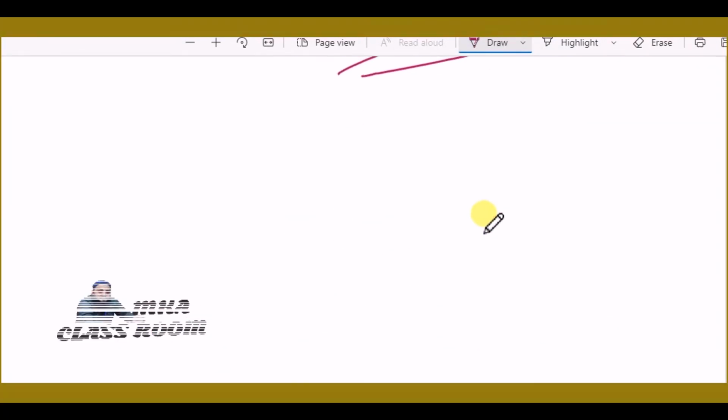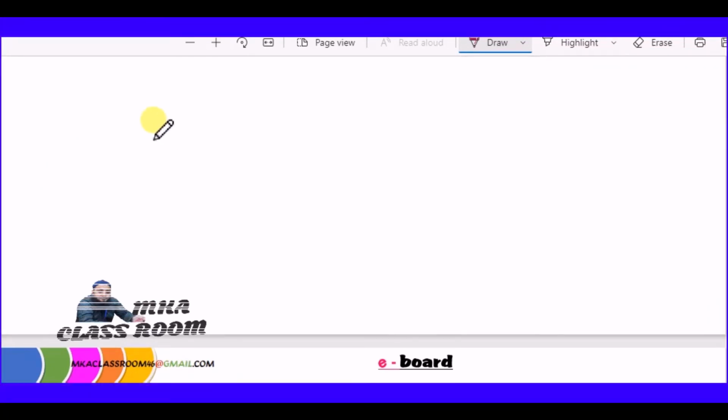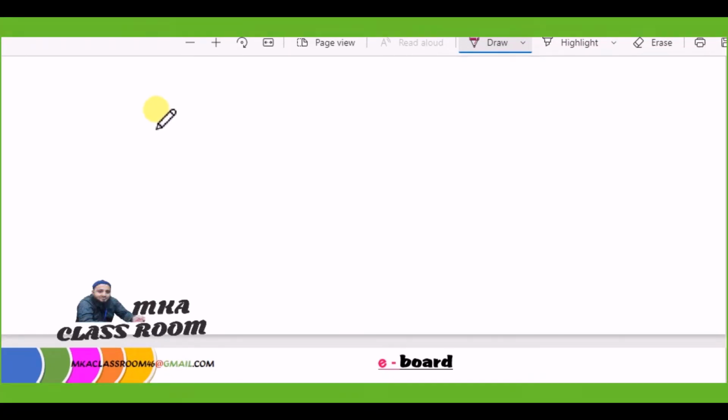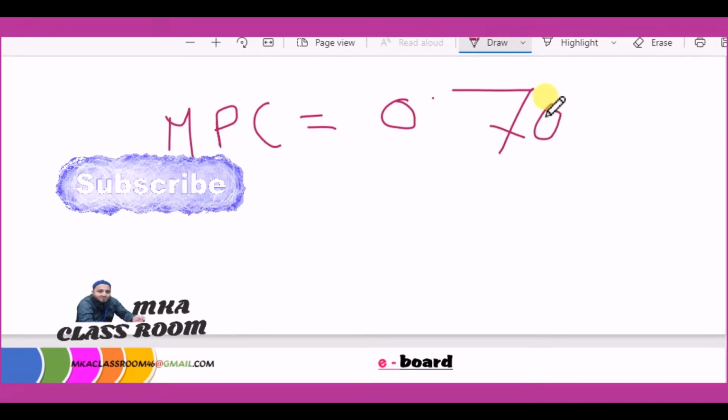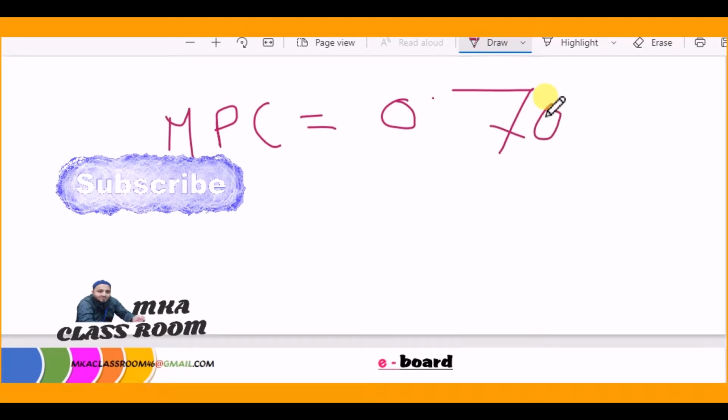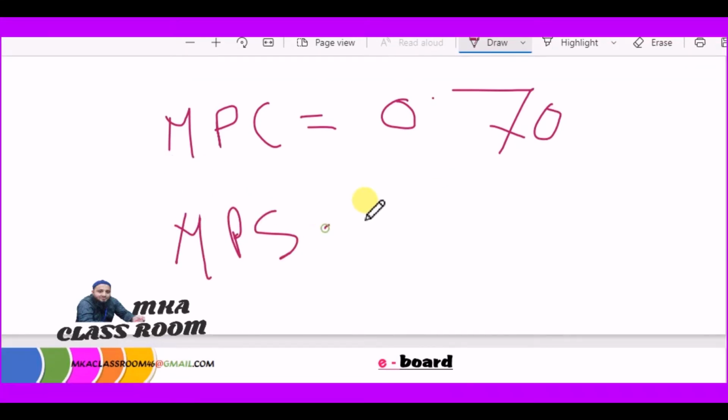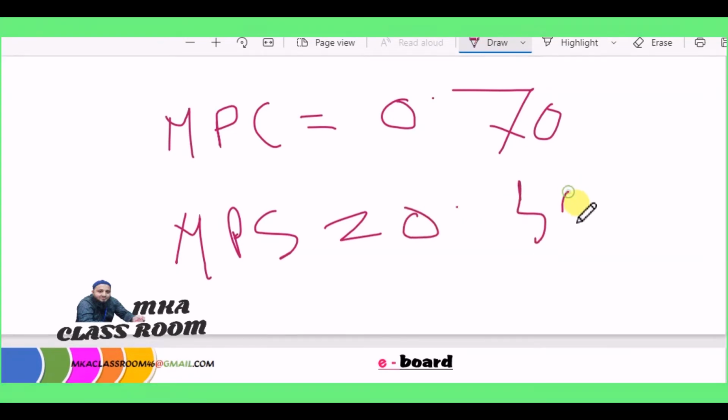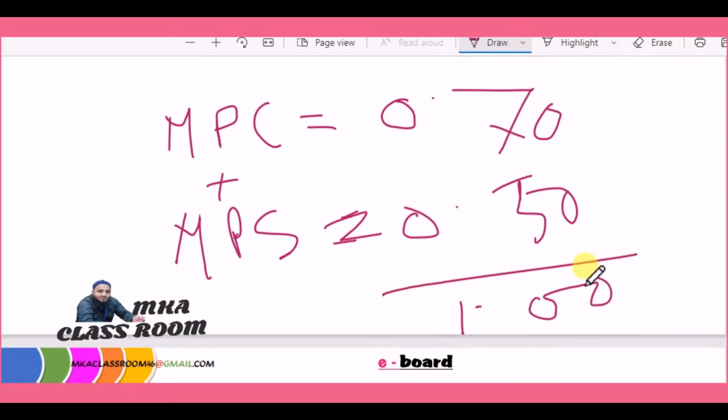Then again we will see another example. If this community has a marginal propensity to consume of 70 paisa per taka, that means its marginal propensity to save is 30 paisa. We know that marginal propensity to consume plus marginal propensity to save equals 1. This is the general rule.